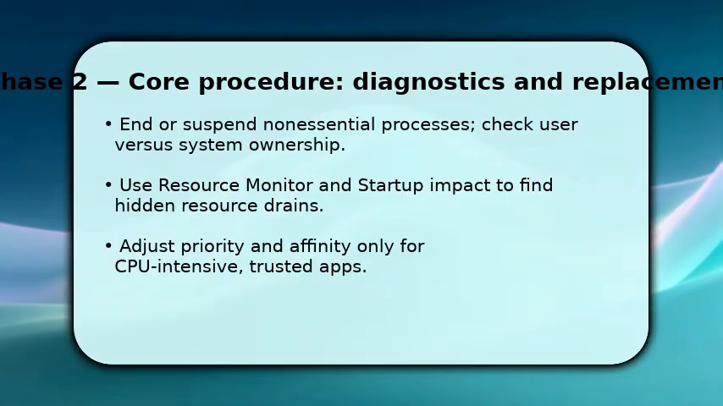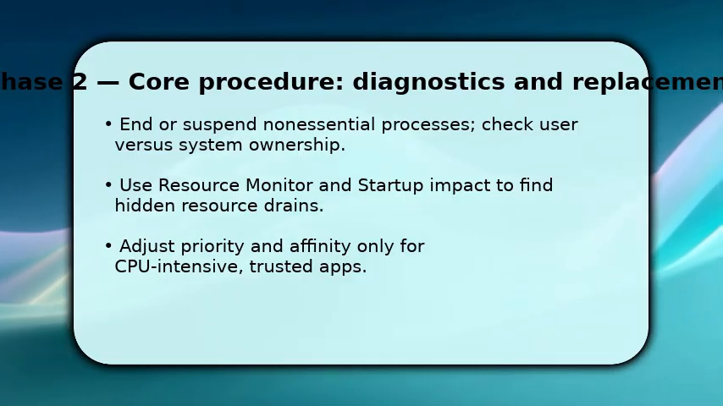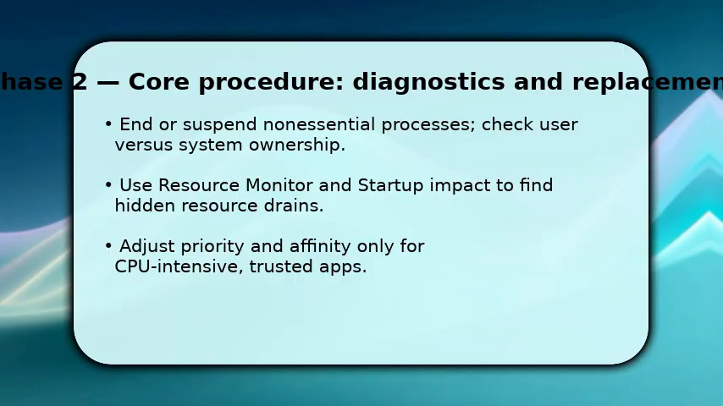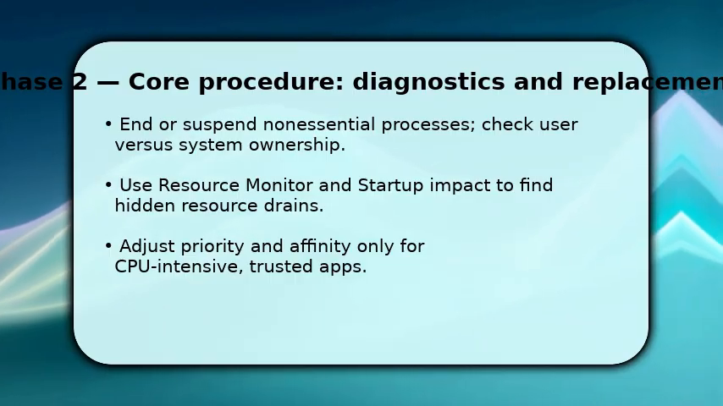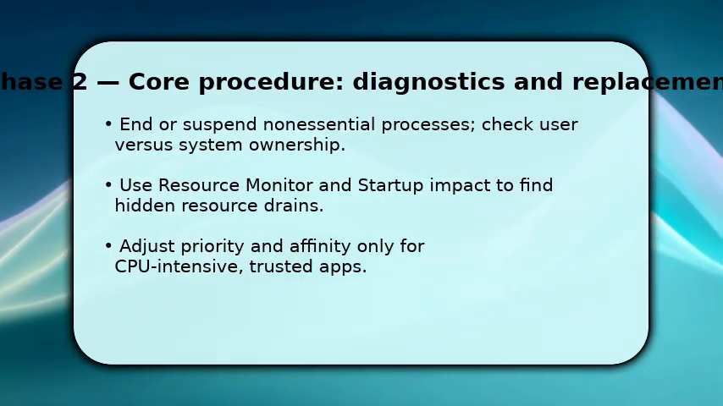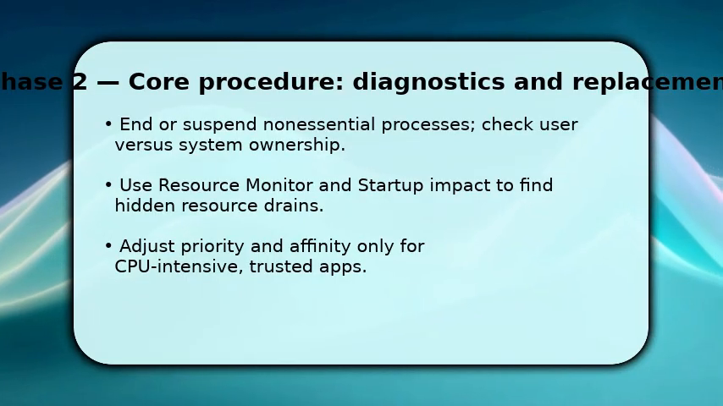Now you proceed with surgical changes. End or suspend non-essential processes, but first confirm ownership, user versus system. Use Resource Monitor to trace which threads or services are responsible and check startup impact to prevent recurrence.